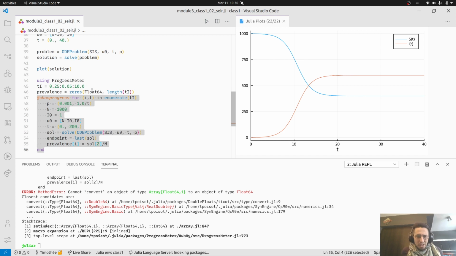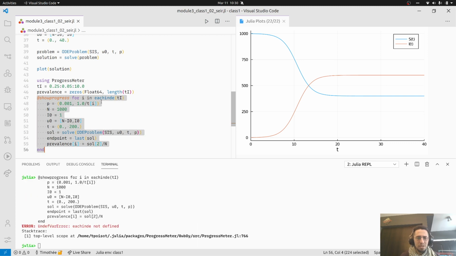Oh, it's not working. Cannot convert. Oh, I see. So ProgressMeter is requiring that we use only a single variable for iteration. So we're going to do each index, and it's going to be t of I. And I've also made a mistake here. That's going to be overwritten if we... No, it's not. Okay, we're good.